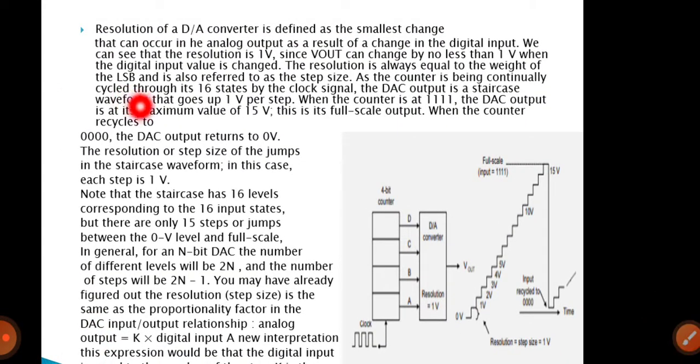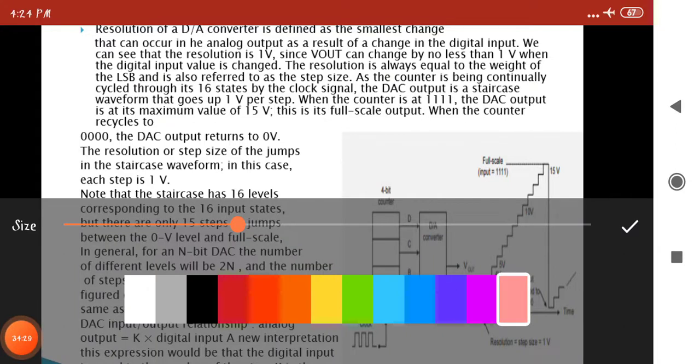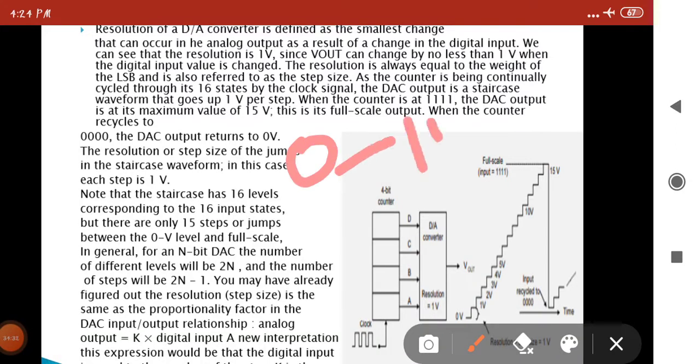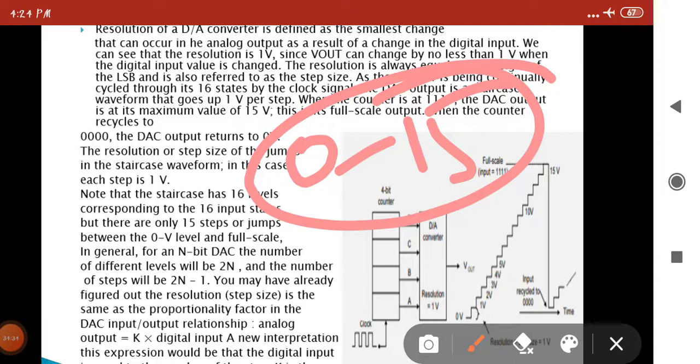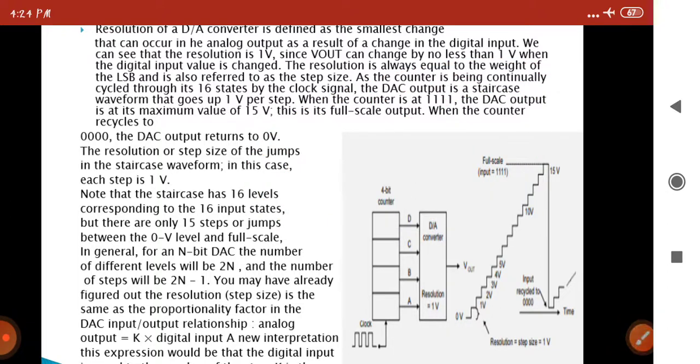At 0000, the DAC output returns to 0 volt. The resolution is the steps or jumps in the staircase waveform. In this case, each step is 1 volt. Note that the staircase has 16 levels. Why 16 levels? It is 0 to 15, binary values. The 16 levels correspond to the 16 input states.